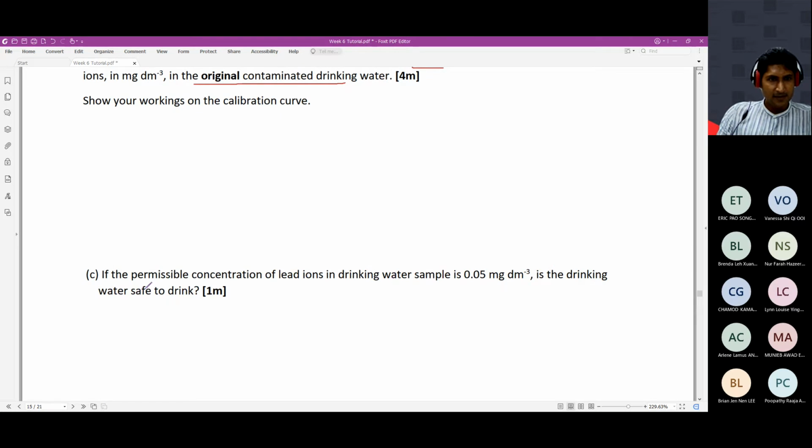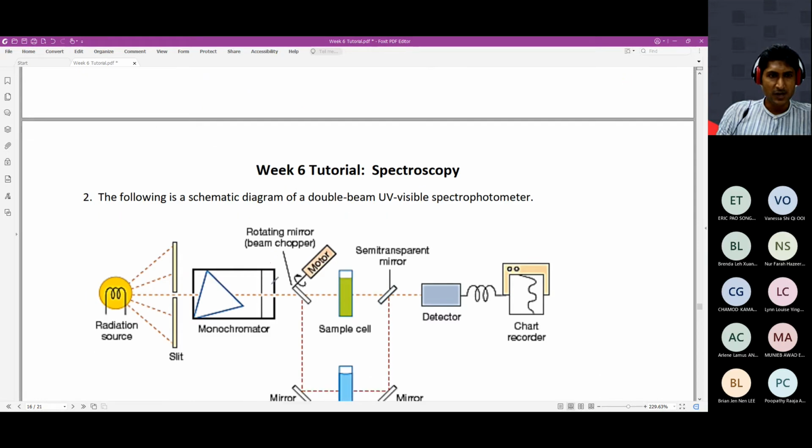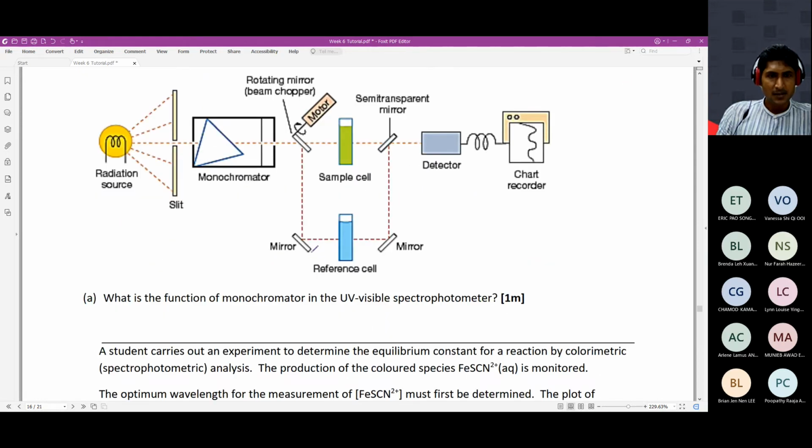The permissible concentration of lead ions in the water is 0.05 milligram per decimeter cube, milligram per liter, that means ppm, 0.05 ppm. So is it safe to drink the water? No, it is more than 0.05, right? We get 0.086, something like that. So no, it is not safe. It is much more than 0.05. So it will not be safe to drink that water.